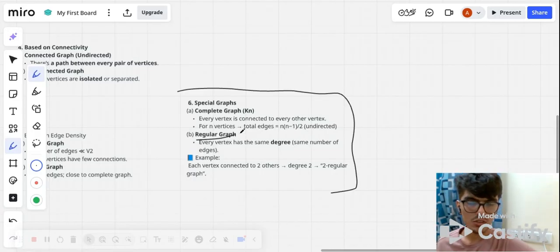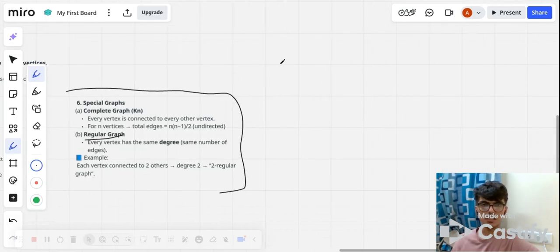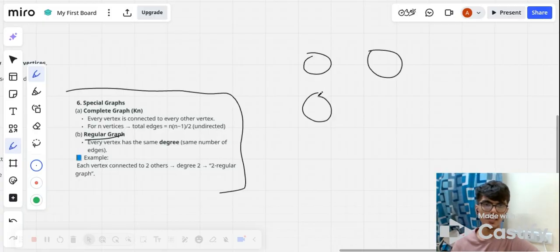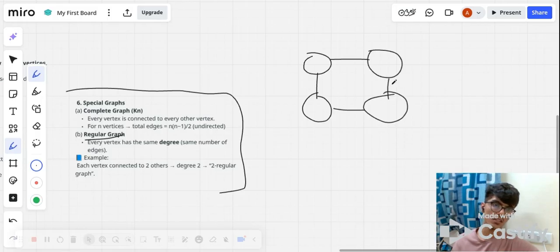So what is a regular graph? Every vertex has the same degree. What is degree? Degree is the number of outgoing edges from a vertex. If I draw this graph and I make two edges from this vertex, two from this, two from this, so every node has two edges in total, 1 2, 1 2, 1 2, 1 2, this will be a regular graph. This is what we call a regular graph.